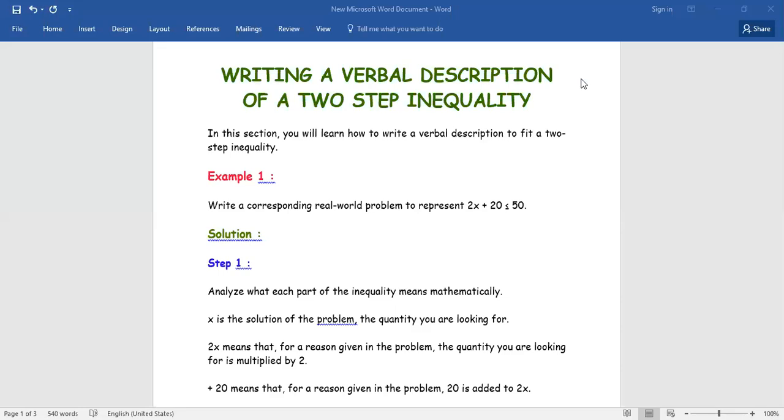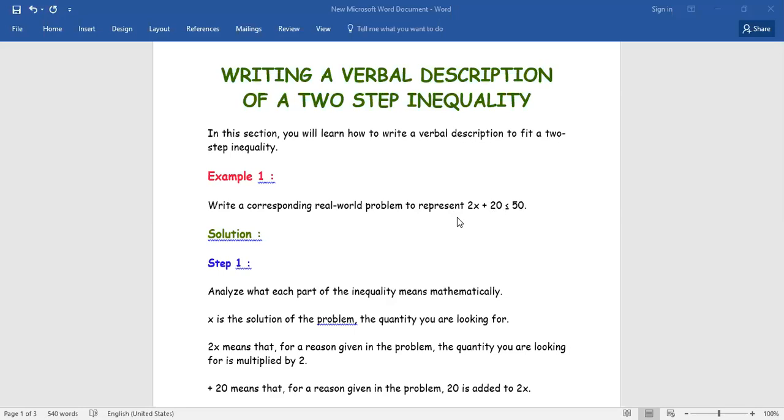Then the question is, write a corresponding real world problem to represent 2x plus 20 less than or equal to 50. Is there anyone who has any idea how we can write a verbal description about this inequality? How are we going to find a corresponding real world problem to represent 2x plus 20 less than or equal to 50?